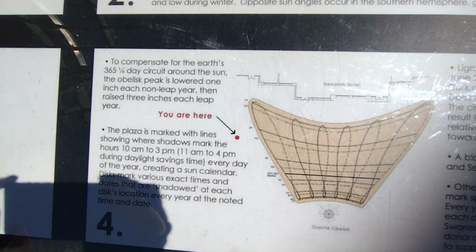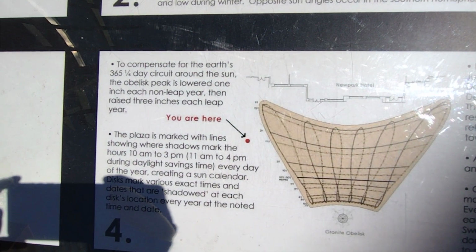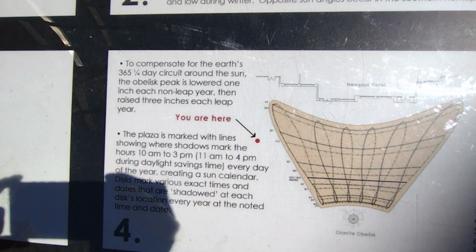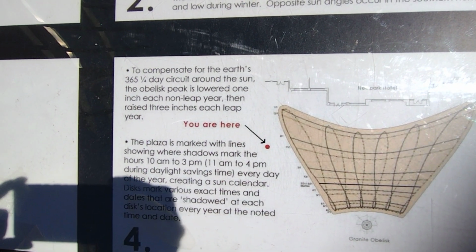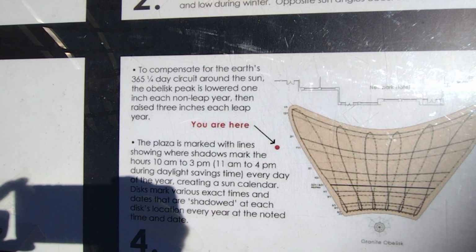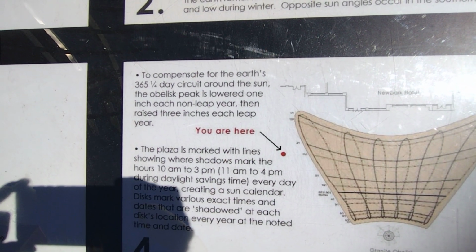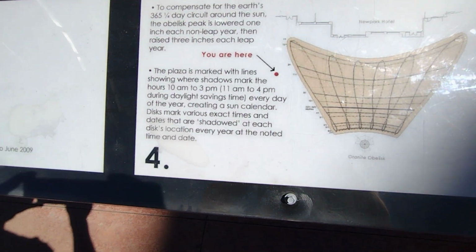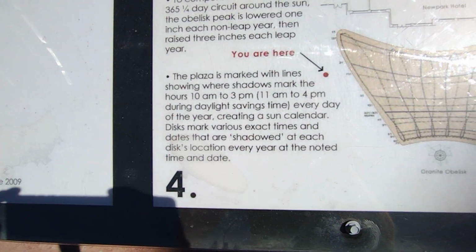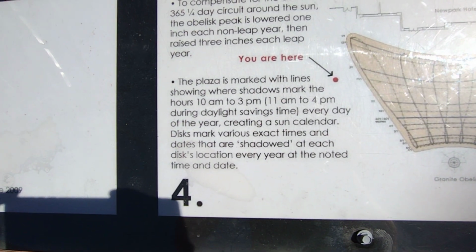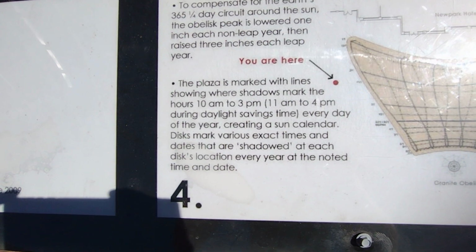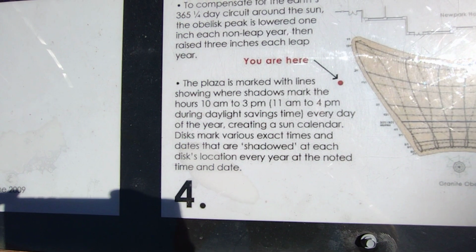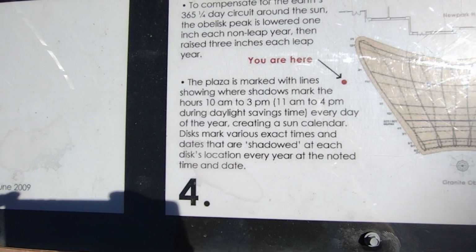To compensate for the Earth's 365-day and a quarter circuit around the sun, the obelisk peak is lowered 1 inch each non-leap year, then raised 3 inches each leap year. That would be the 4th year. Every 4 years we got a leap year. The plaza is marked with lines showing where shadows mark the hours 10 a.m. to 3 p.m., 11 a.m. to 4 p.m. during daylight savings time, every day of the year, creating a sun calendar.